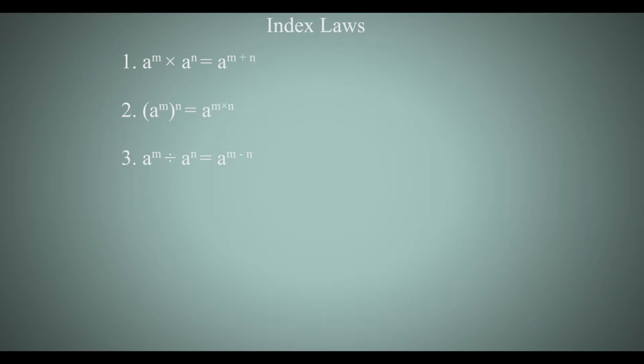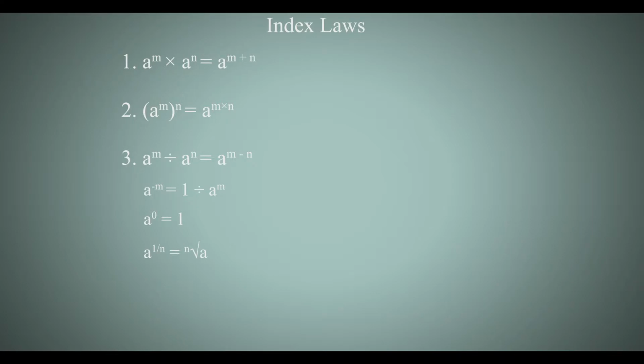And just some handy things to look out for is if you have a negative exponent. So, if you have a to the power of negative m, it is equal to 1 over a to the power of m. And if you have anything to the power of 0, so for instance a to the power of 0, it will always equal to 1. And if you have a fraction as the exponent, so like a to the power of 1 over n, it will equal to the nth root of a.